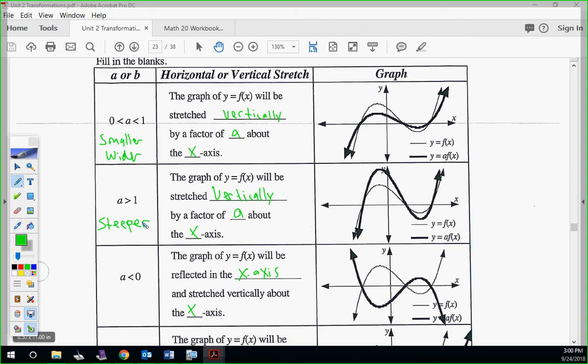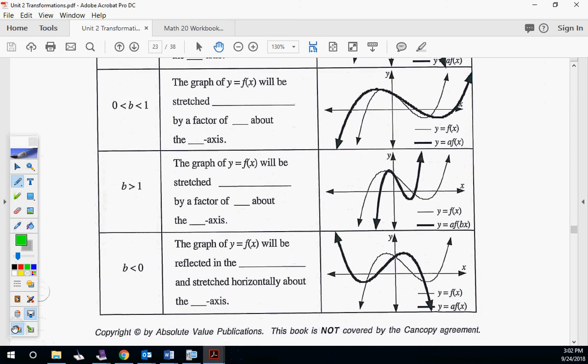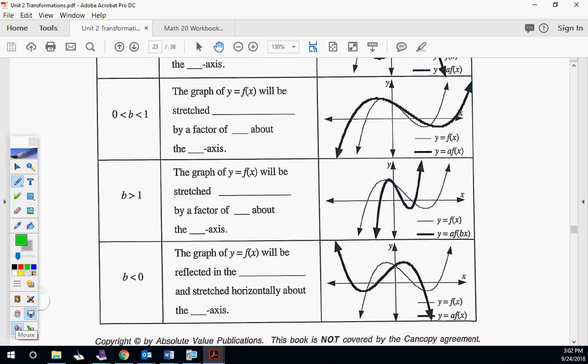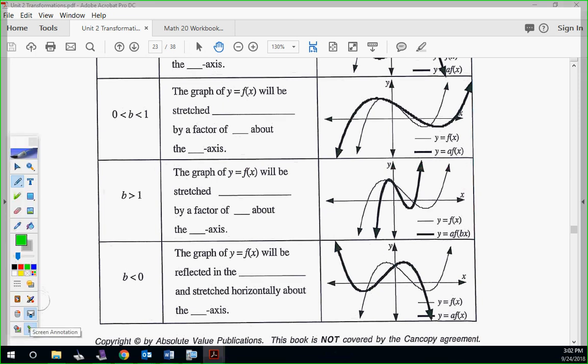All right, so then the second piece, the B's. So I'm talking about the horizontal piece. You can see where the misprint is there. This right here should be y equals f of bx. That's what we're talking about now, just like it's down there at the bottom. So the graph of y equals f of x would be stretched horizontally. And this one's between 0 and 1, so that's going to be a growth, right? Grow or wider, right? Because 1/2 flipped is 2, 1/5 flipped is 5. By a factor of 1 over b about the y-axis. The 1 over just means the flip.